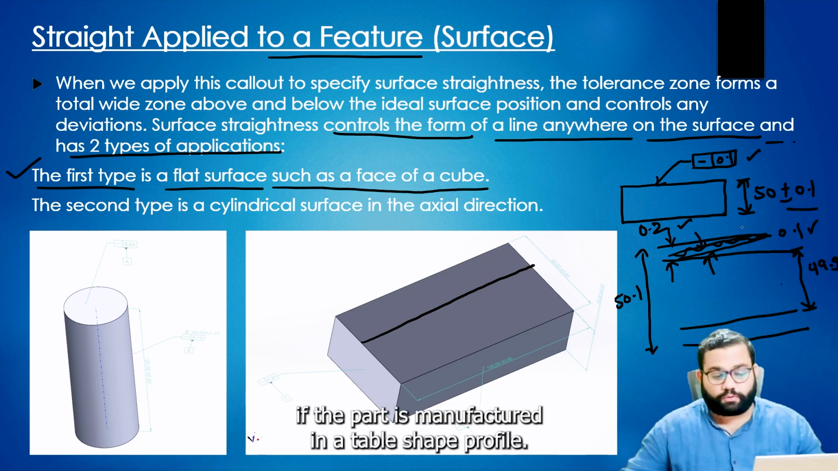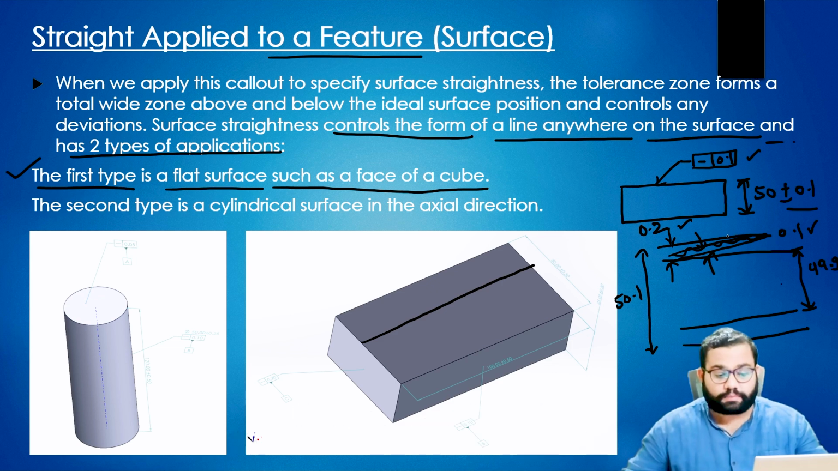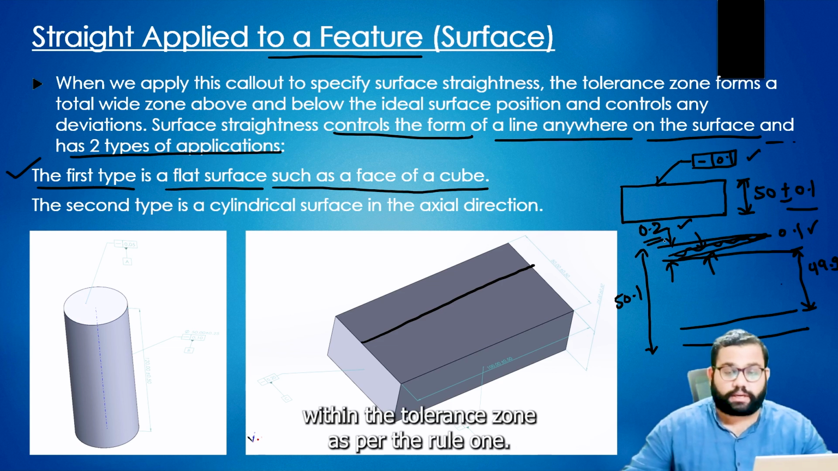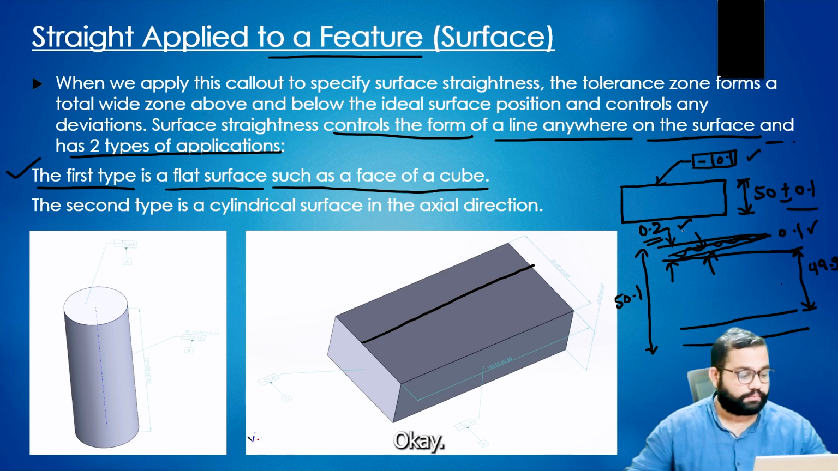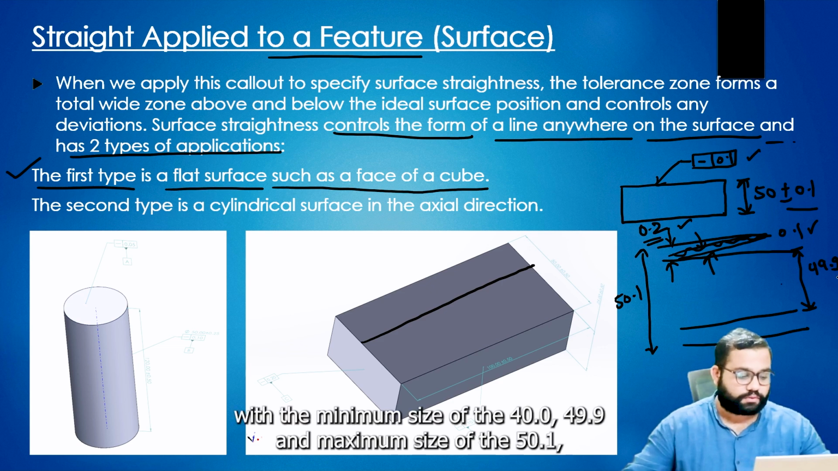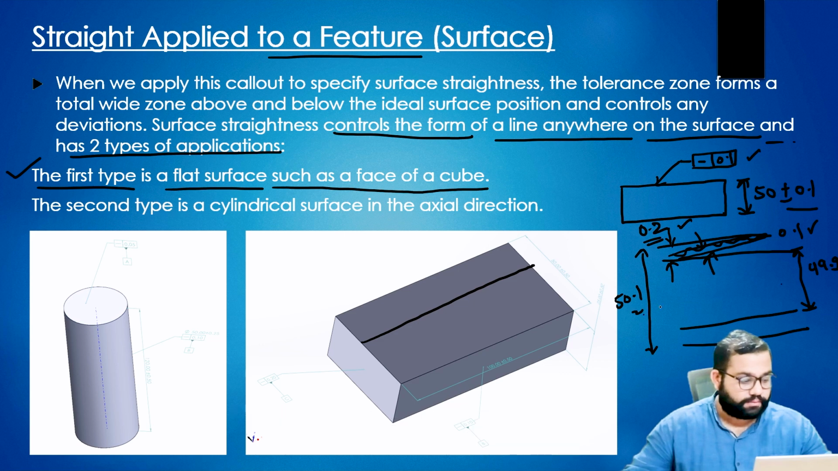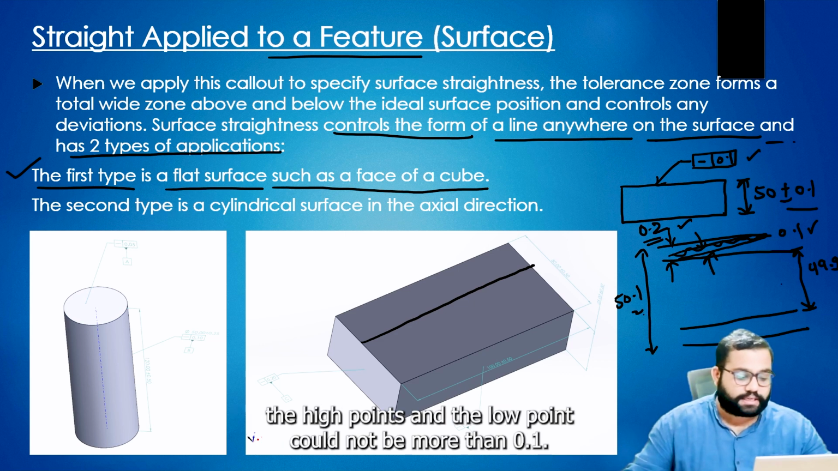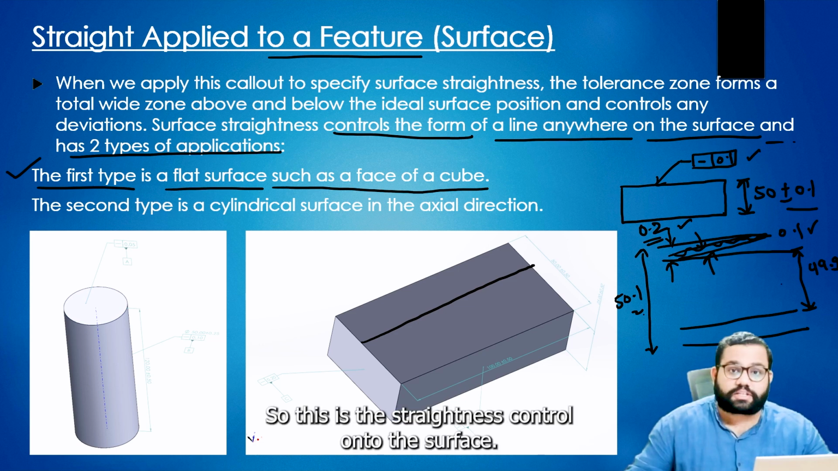If the part is manufactured in a taper shape profile, it will always be within the tolerance zone as per rule 1. So here you may end up with a taper with the minimum size of 49.9 and maximum size of 50.1, which is allowed. But the surface peaks and valleys, the high points and the low points, should not be more than 0.1. So this is the straightness control onto the surface.